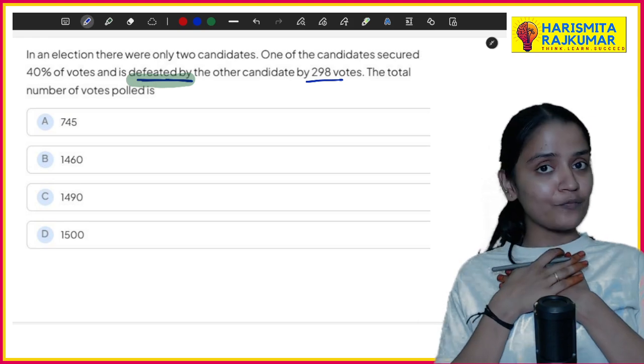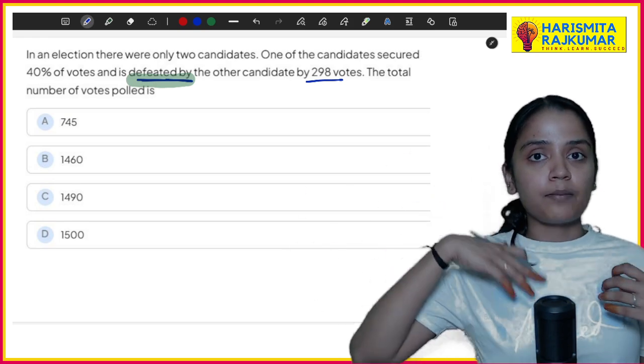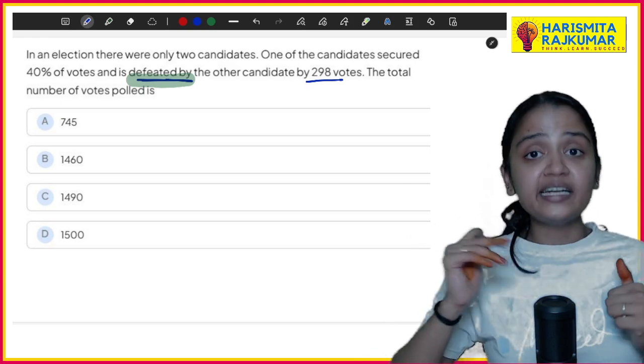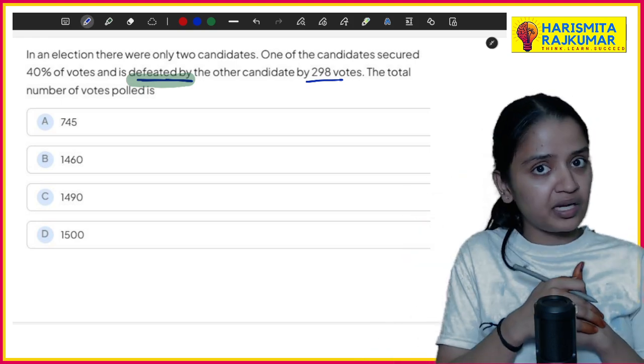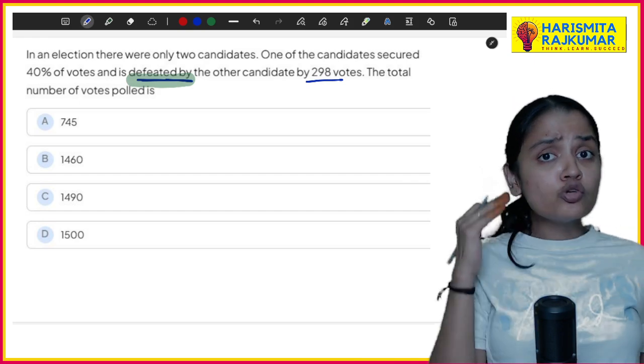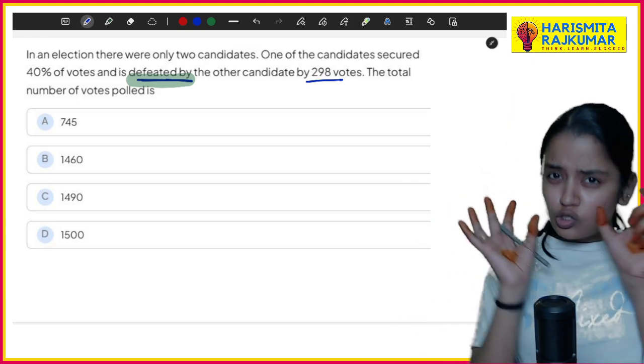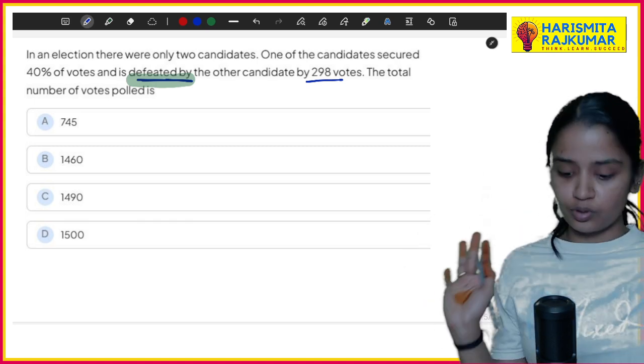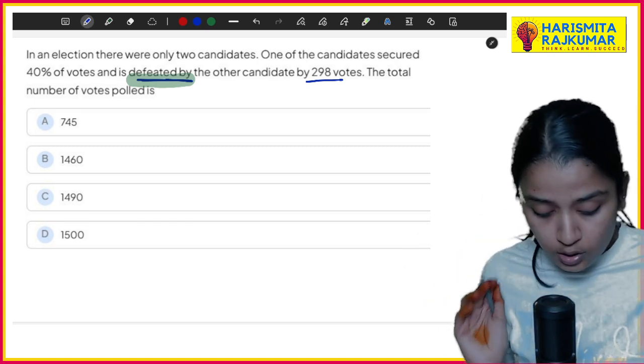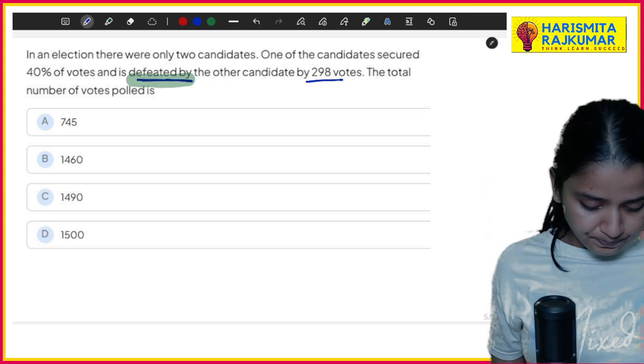So basically, if I am winning and defeating some other candidate by 298 votes, which means I'm winning by 298 votes and the other candidate is losing by 298 votes. So basically the difference is 298. I hope you understood. The total number of votes polled.